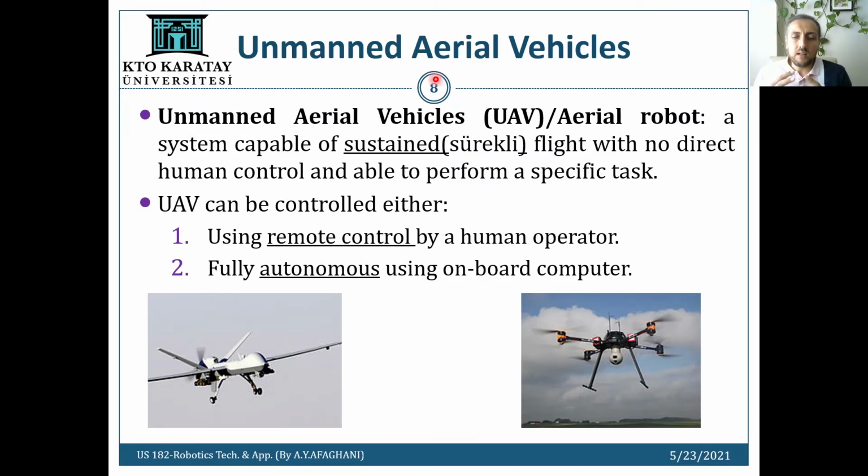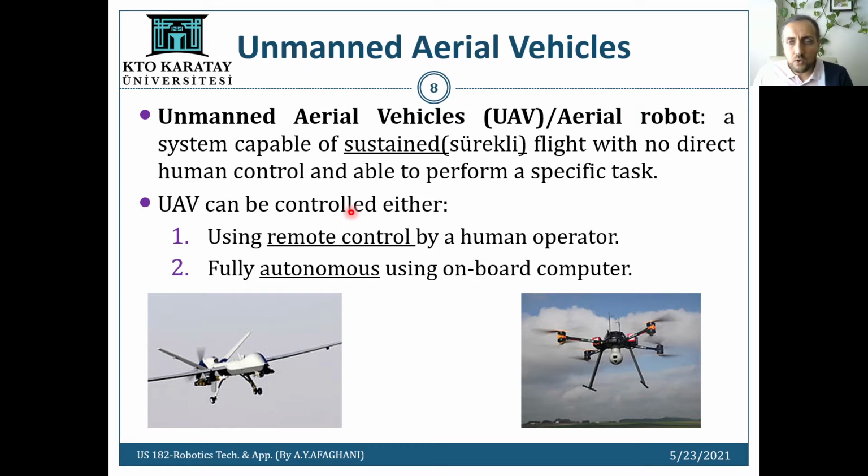So what are unmanned aerial vehicles? An unmanned aerial vehicle is a system capable of sustaining flight with no direct human control. It means there is no man inside the cabin controlling the vehicle like a normal airplane. There is control, but let's say remote control or maybe autonomous control. So it can perform specific tasks like fertilization, rescue, firefighting. There are many applications, even entertainment as well.